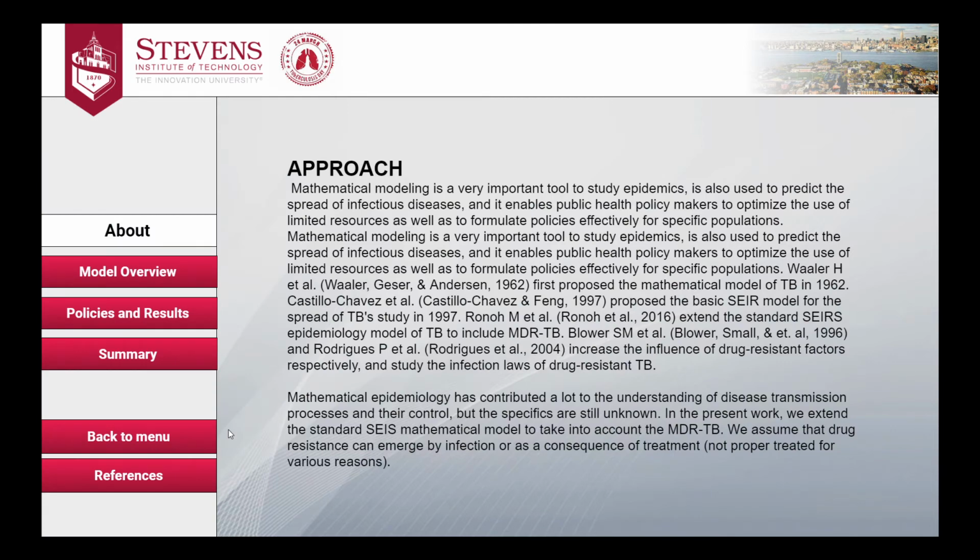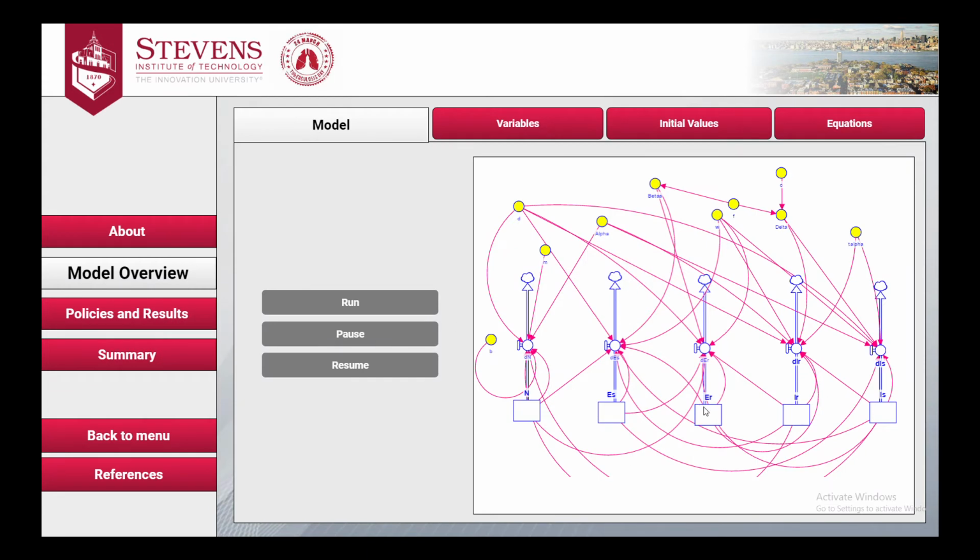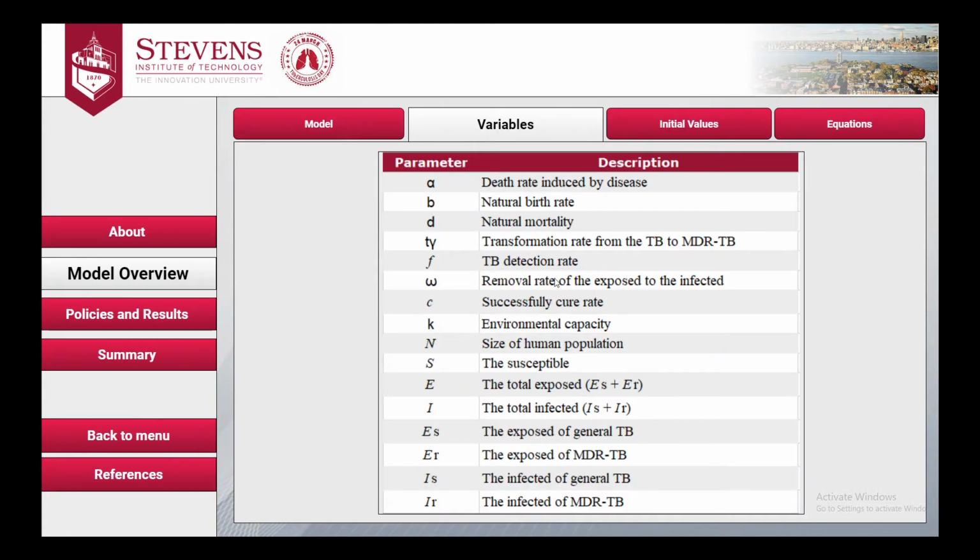We find ourselves, as I told you, in the approach page, where the mathematical model of the problem is presented. Here you can press model overview to see the model, press run to run it. You can play, pause it, resume it, etc. You can also have a look here, or pressing variables at the variables page, where I present the parameters of our model and a description of each one of them.